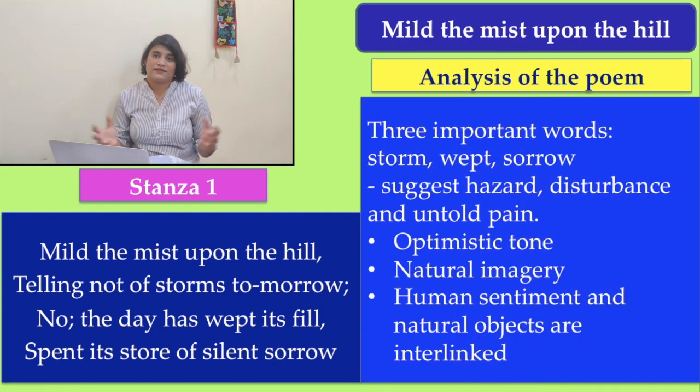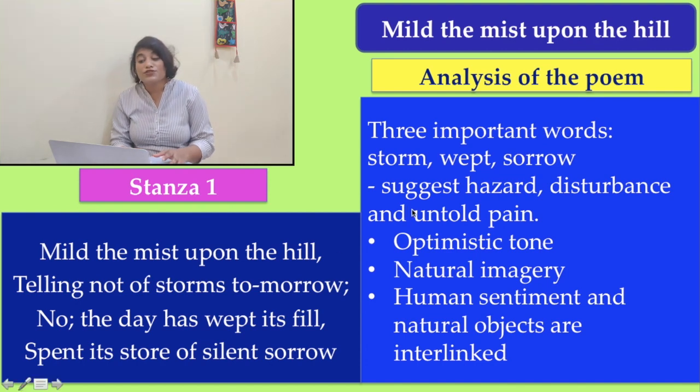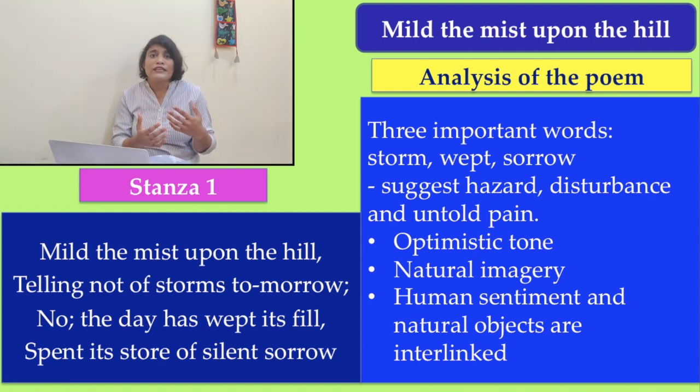So, what is the mist? If you look at the picture, mist means the condensed vapor at the hilltop. Here, the condensed vapor on the hilltop gives rise to the optimistic idea that there will be no more rain. The strong words here are storm, wave, and sorrows, which indicate the present days, full of hazard, disturbance, and untold pain. And the poet is very optimistic, because she says, telling not of storms tomorrow. This means there will be no more storm.